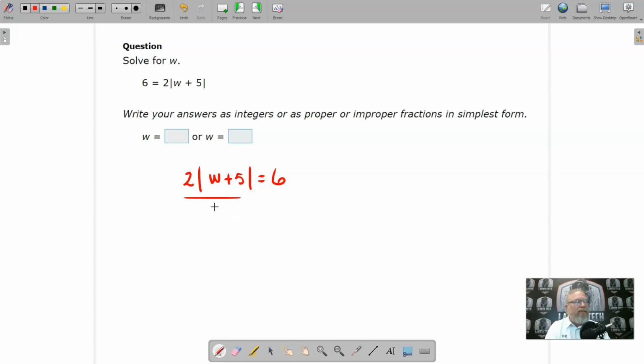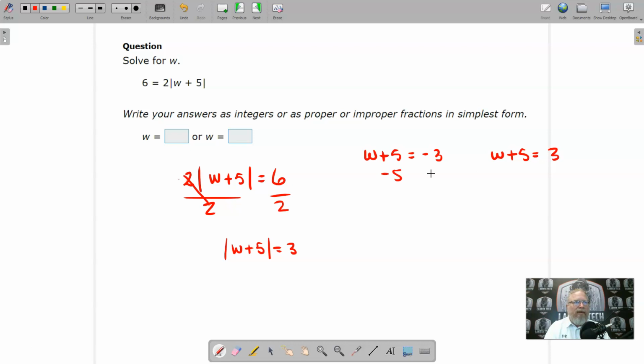Every fraction is a division problem. We're going to divide by the number we wish to get rid of, which is 2, and what we do to one side, we're going to do to the other. So the 2s will cancel each other, and we end up with the absolute value of w plus 5 equals 3. I've now isolated my absolute value portion on one side of the equation. Now I'm going to create my 2 special cases. So first case is w plus 5 could equal -3, and then the other case is w plus 5 could equal +3. Let's go ahead and solve these.